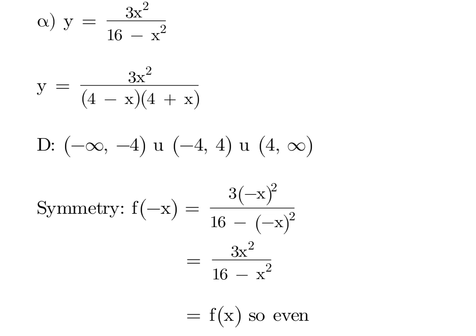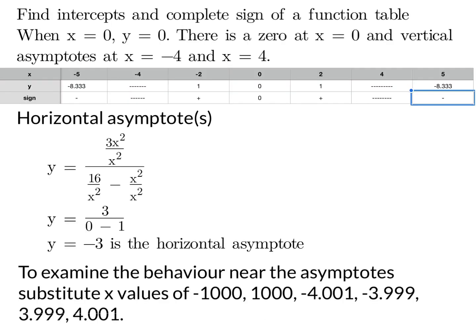Check the symmetry. If we sub minus x in, where there's an x in the original function, you see we get the original function back. So that means it's even, meaning it is symmetrical over the y-axis. Next is to look at the sign of the function. So firstly, let's find our x and y-intercepts. When x equals 0, y equals 0.